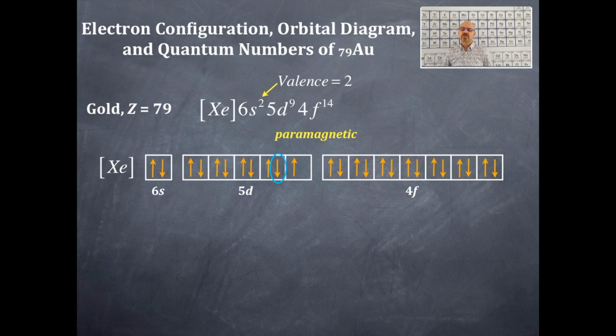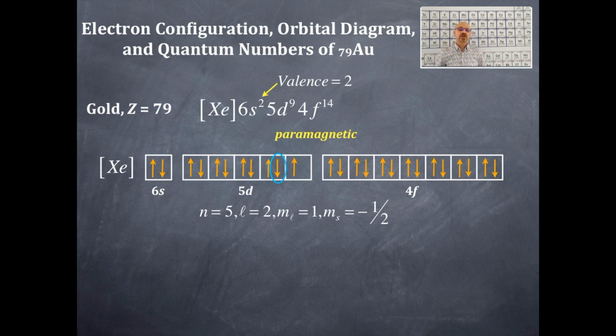Then that arrow is downward facing. So that downward facing arrow is going to be negative. So the M sub S is -1/2. So here are the set of 4 quantum numbers to represent that single electron that has been circled, which is N of 5, L of 2, M sub L of 1, and M sub S of -1/2.